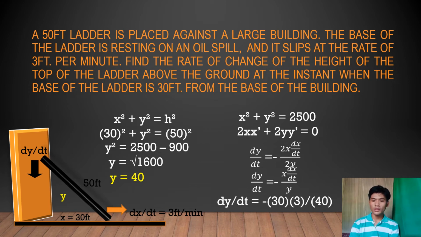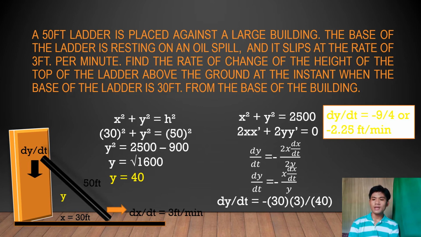So we came up with dy over dt is equal to negative 30 multiplied by 3 all over 40, and we came up with the rate of change in terms of y with respect to time is equal to negative 9 all over 4, or simply negative 2.25 feet per minute. The negative sign here denotes that the rate of change, or the top of the ladder, moves downward.